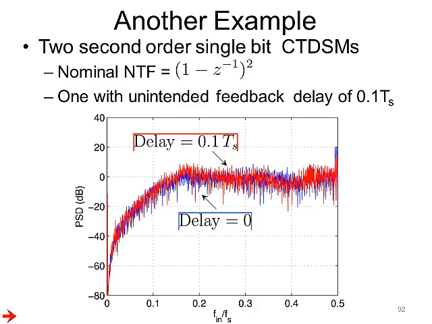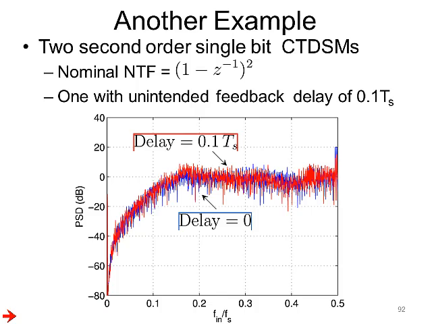Another example, this slide shows two power spectral densities. This corresponds to two modulators. One has an unintended feedback delay of 1/10 of a bit period. However, as far as I can see, I can't discern any difference between these two PSDs. Both of them pretty much look identical to me.